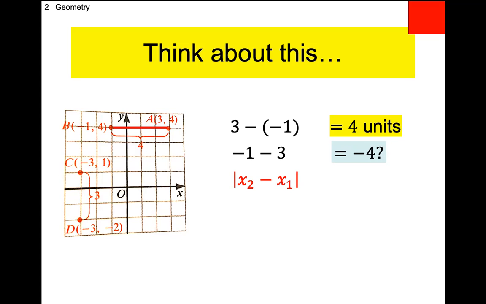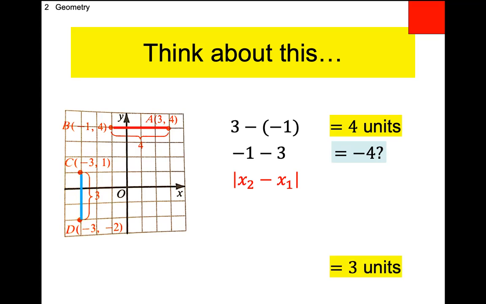So I don't need a graph. I just need the 2 points that make up the endpoints of that segment to calculate how long that segment is, as long as it's a horizontal line. Now, if it's a vertical line, see the C and the D there? If it's a vertical one, well, we're not going to mess with the X values. We're going to mess with the Y values. And it's the same story.